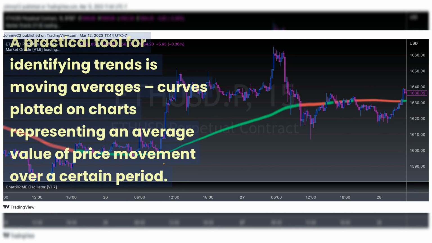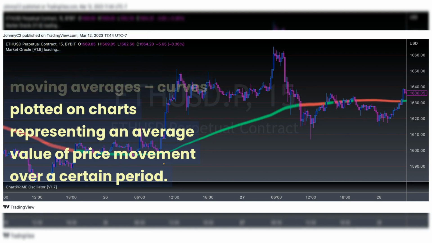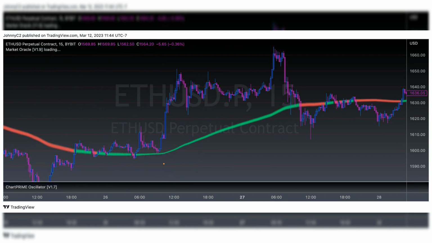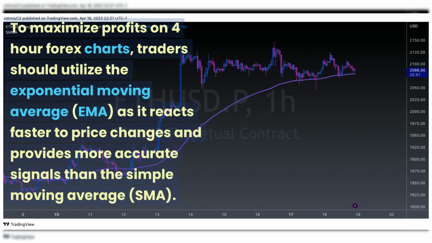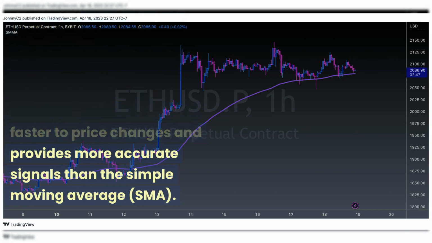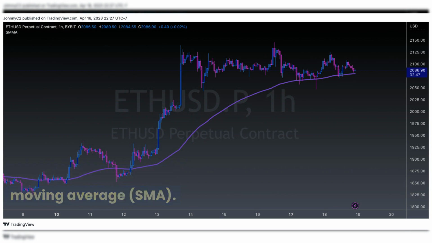These are curves that are plotted on charts representing an average value of price movement over a certain period of time. To maximize profits on 4-hour charts, traders should utilize the exponential moving average, also known as the EMA, because it reacts faster to price changes and provides more accurate signals than just the simple moving average.